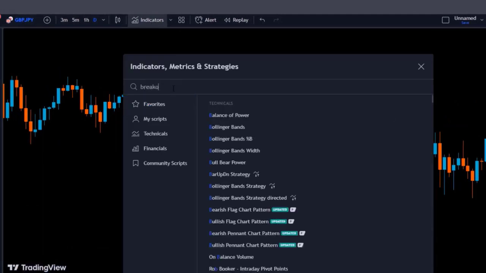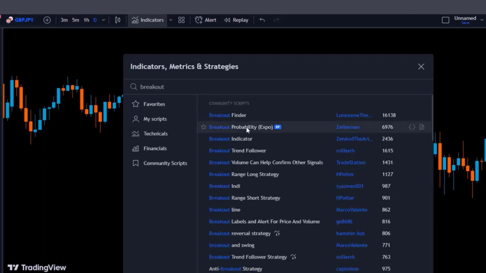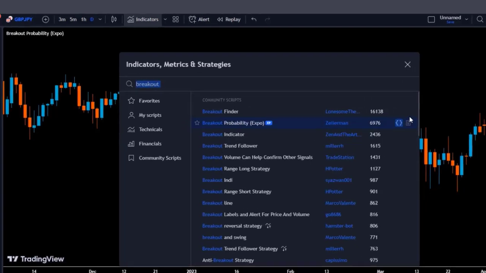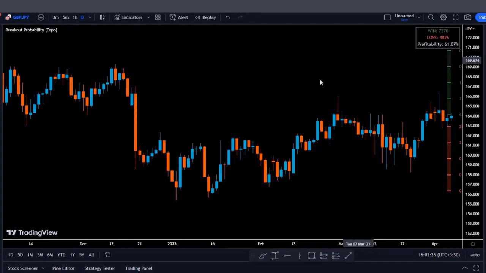To do this, head over to the Indicator Search tab and search for the Breakout Probability Indicator. Select the indicator made by Xiaoman and add it to the chart. It's important that we first understand how the indicator works.